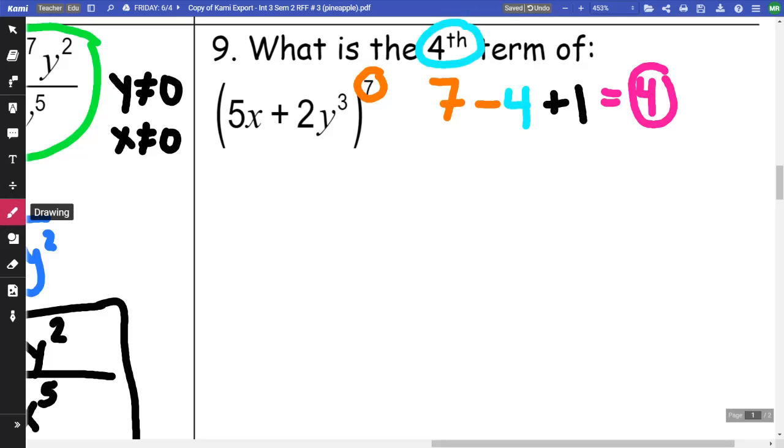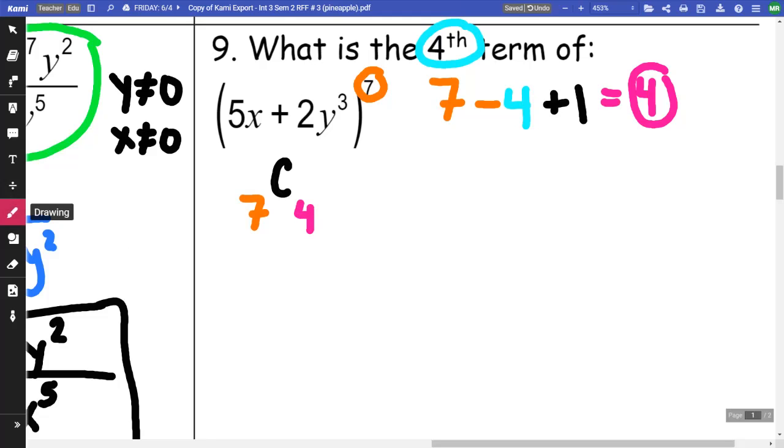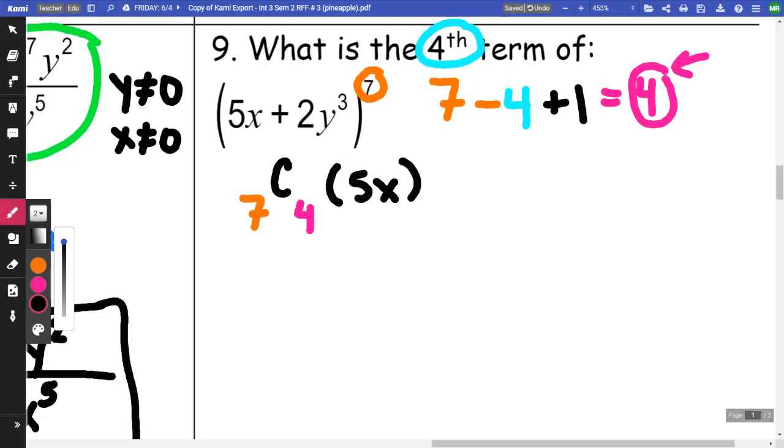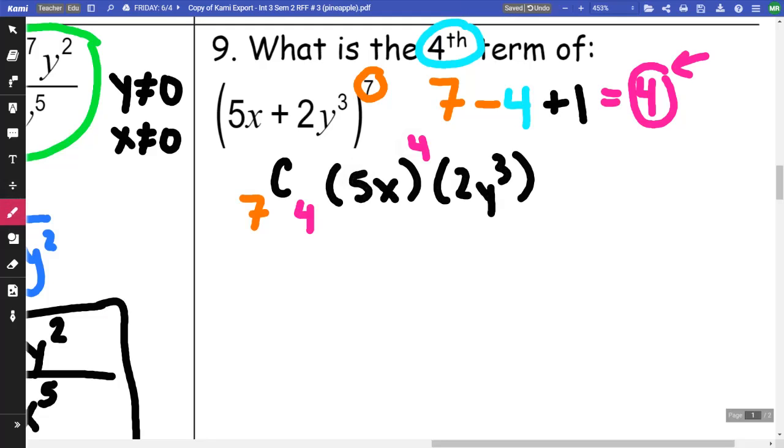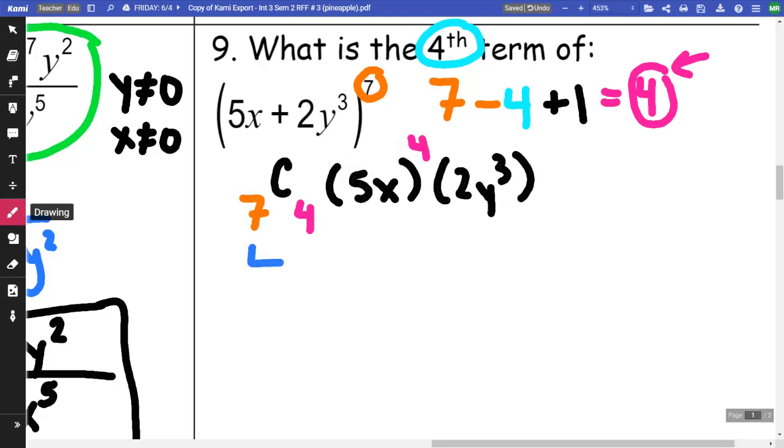So when I'm doing this using combinations, I'm going to go 7 because of the 7, that is the power that I'm raising this thing to. Choose 4 because of this 4 here when I did that math. And then I am going to take my 5x and raise it to that fourth power. And then I'm going to take my 2y to the third, and I'm going to raise it to the difference between 7 and 4, which is 3.